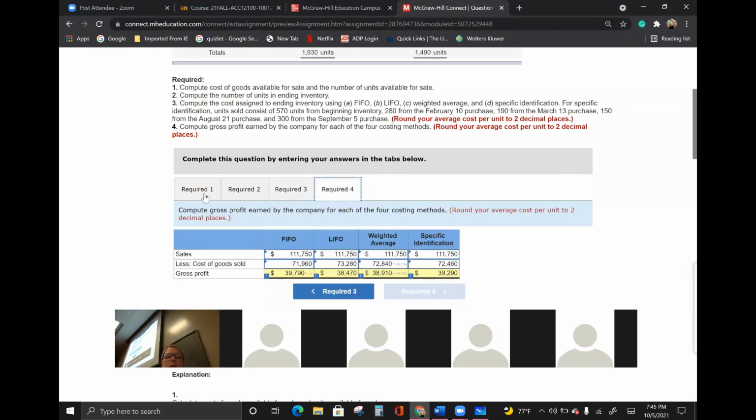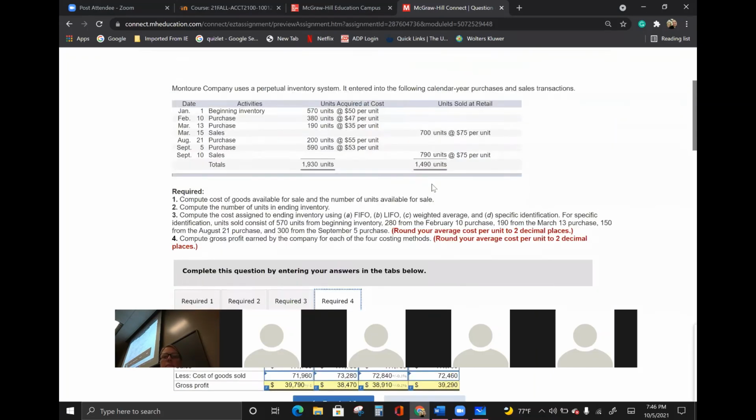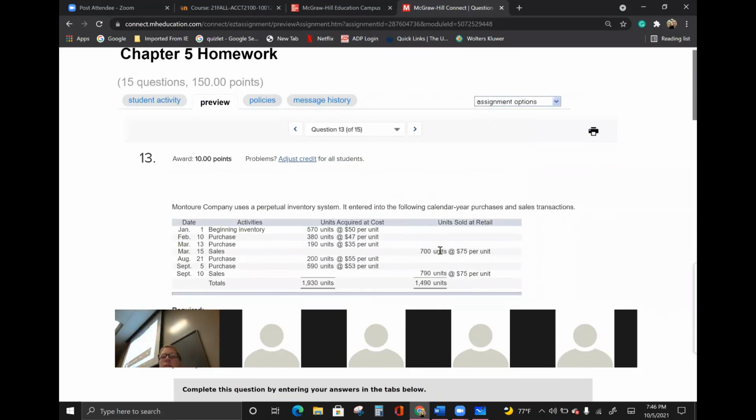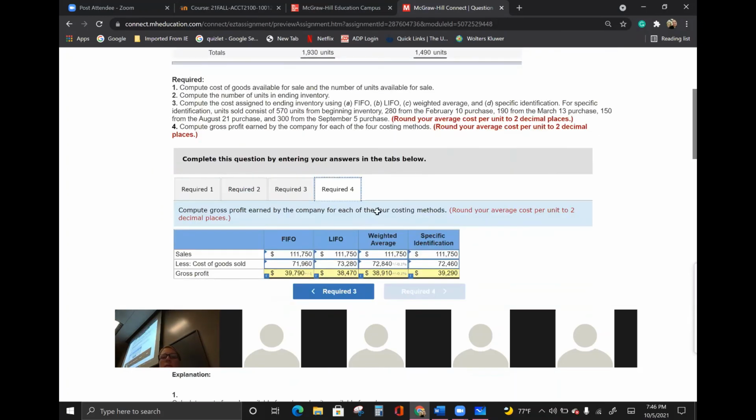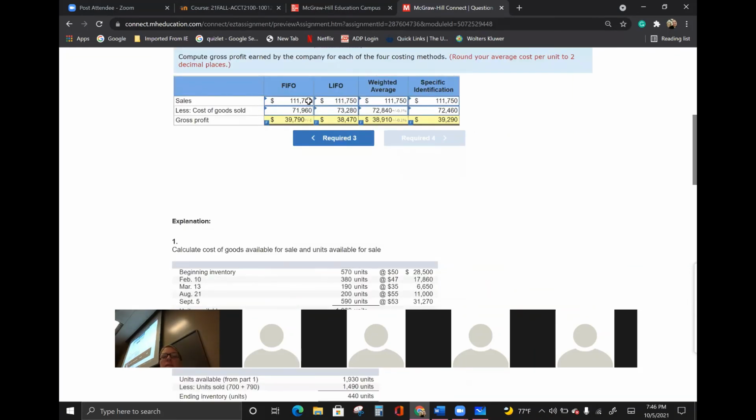Okay. Compute the gross profit earned by the company for each of the 4 costing methods. So now we're going to just calculate the sales by taking the number of units that we sold times the sales price. So 700 times 75, 700 times 75, so the whole 1,490 times 75. Come up with 111,750. It's the same all the way across. And then you just go grab your cost of goods that you just calculated and you plug those numbers in. So the gross profit is the difference between the sales and the cost of goods sold.